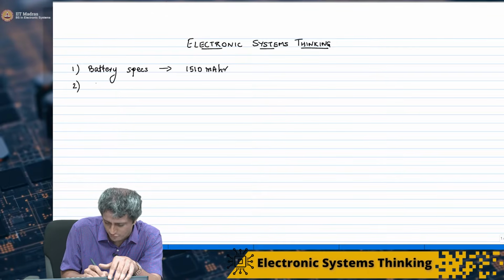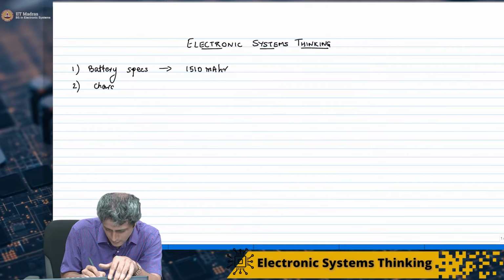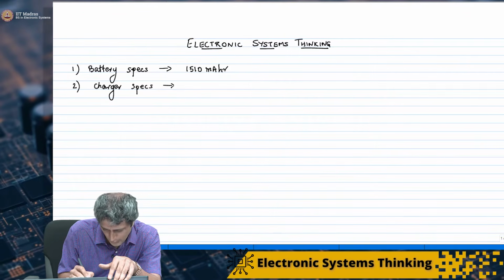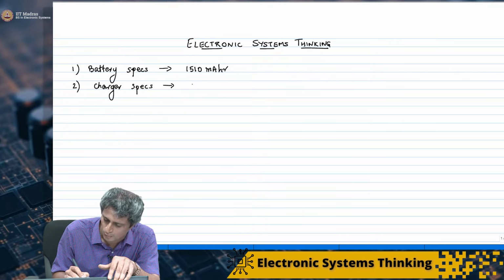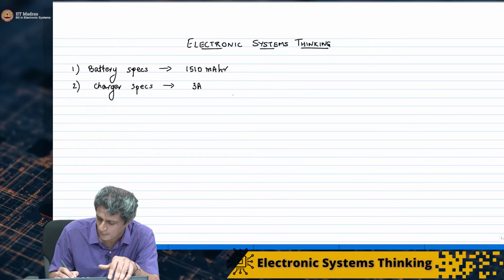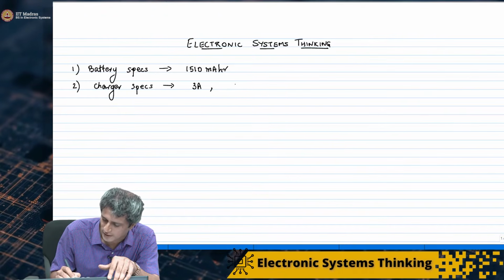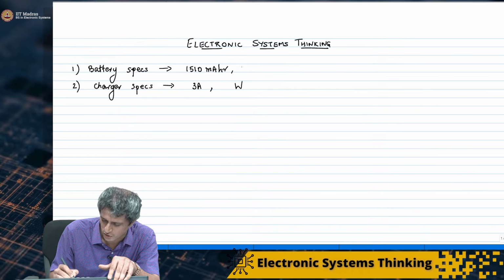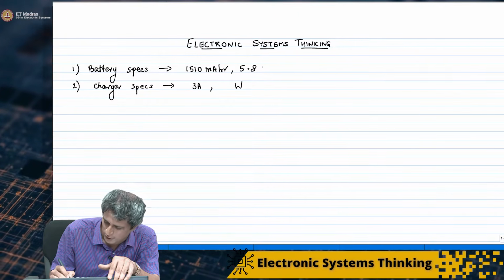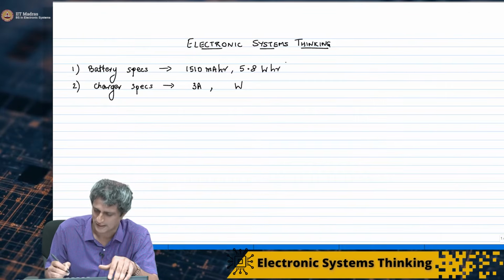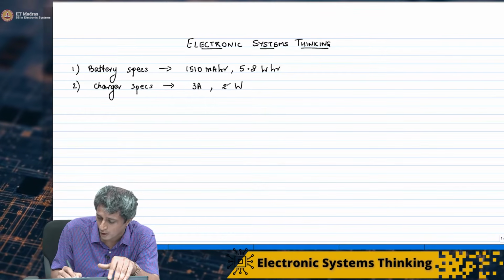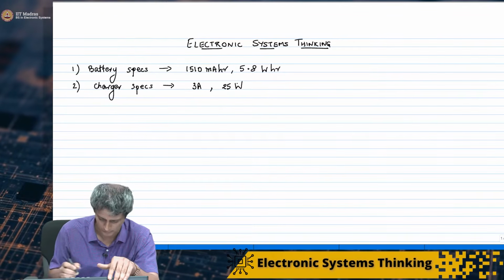Then after that we looked at the charger specs. This was more in terms of maybe a 3 amps kind of charger, or you would also have something in watts. If you remember, for the battery you had a spec of some 5.8 watt hour or something like that. Similarly, for this charger you could have a 25 watt charger.